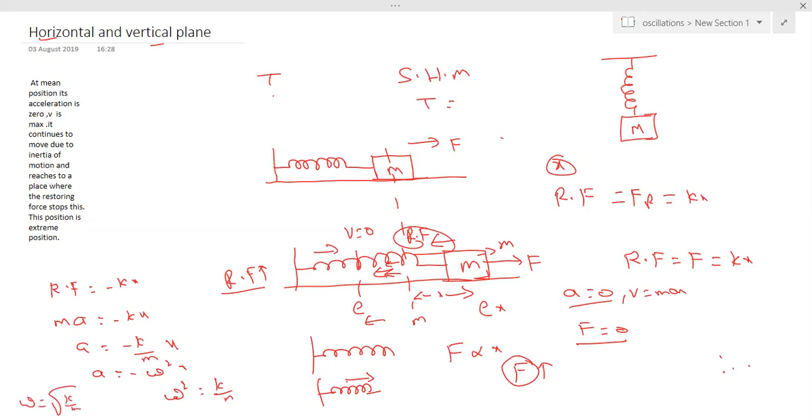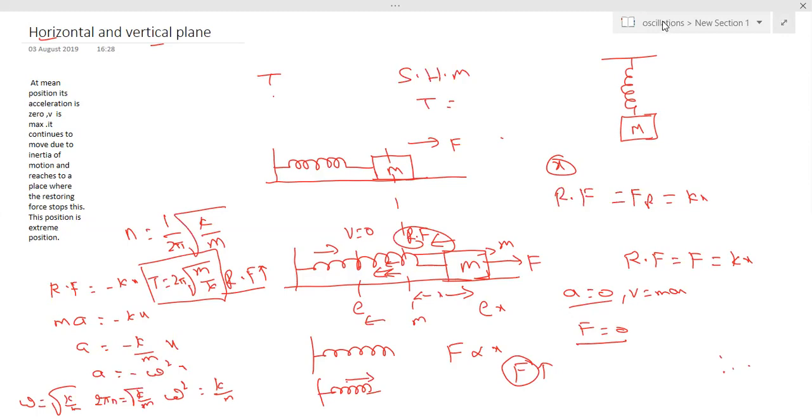If omega is written as 2 pi n, then 2 pi n is equal to root k by m. Then n is equal to 1 by 2 pi root k by m. We know that n is proportional to 1 by T, so T is equal to 2 pi root m by k. This is the expression for the time period of the spring mass system when the spring mass system is in the horizontal plane. So time period T is equal to 2 pi root m by k.